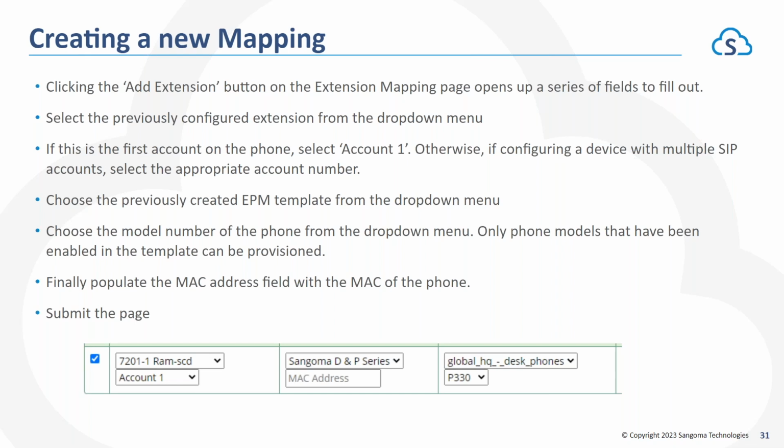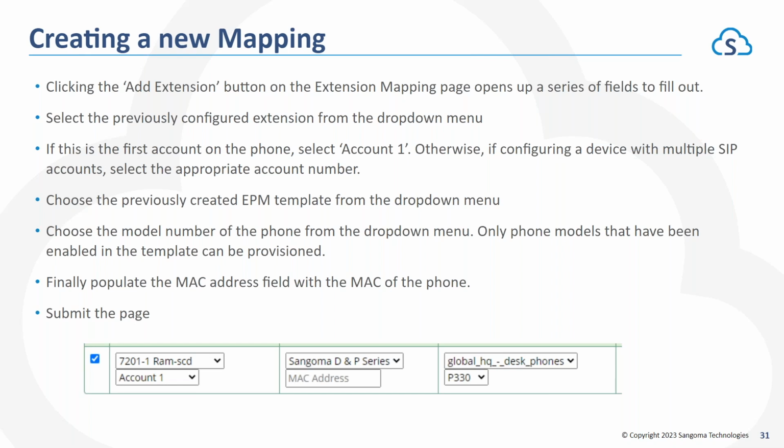If you're configuring a single device with multiple SIP registrations, you do that by setting each to a different account number. So if I wanted 2 registrations, I would have 2 entries in the extension mapping, one using account 1, one using account 2, and both using the same MAC address.